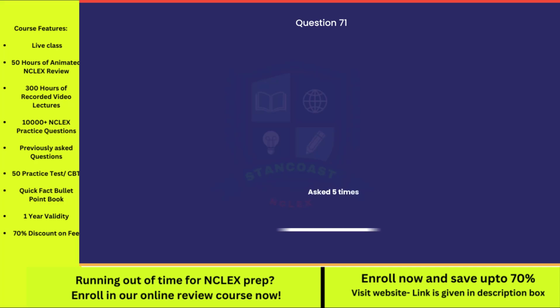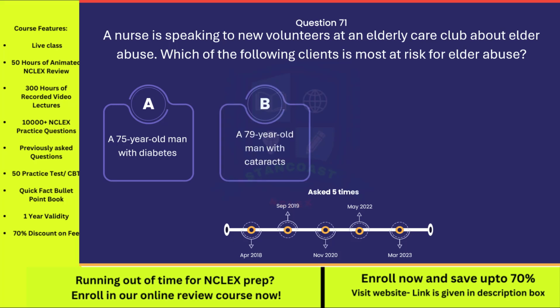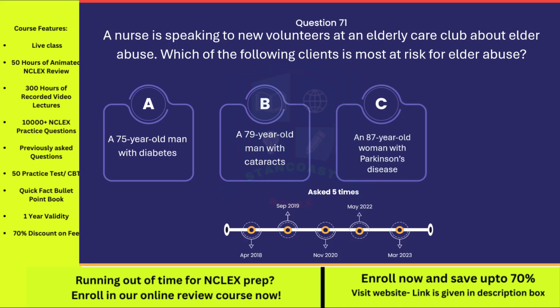This elder abuse question has been asked 5 times in the last 5 years, making it moderately likely to appear in the exam. A nurse is speaking to new volunteers at an elderly care club about elder abuse. Which of the following clients is most at risk for elder abuse? A. A 75-year-old man with diabetes. B. A 79-year-old man with cataracts. C. An 87-year-old woman with Parkinson's disease. D. A 64-year-old woman with psoriasis.